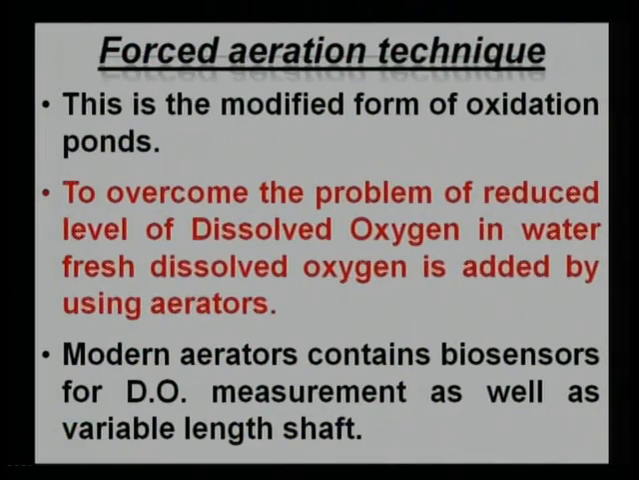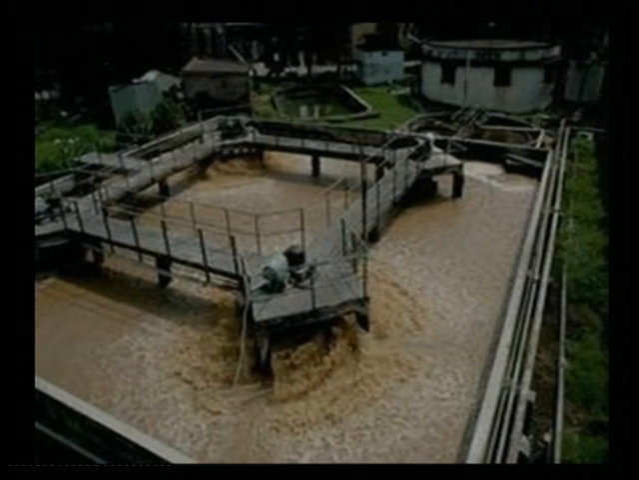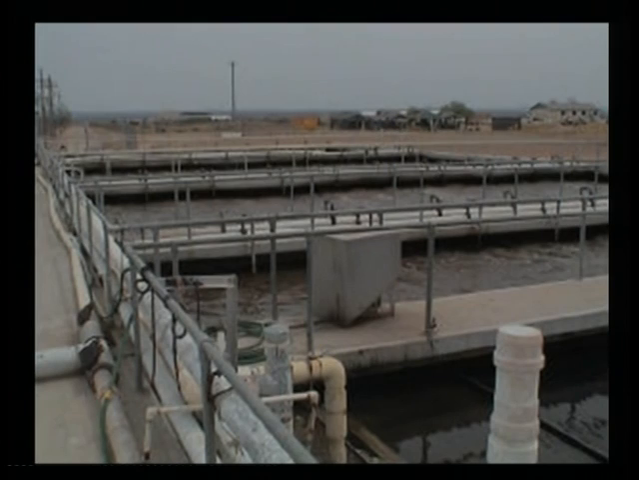The next one is the picture of the aerator. You can see from the figure that at the bottom the aerators are there. When these aerators are rotating, dissolved oxygen is added, and that's why BOD maintenance can be done with the help of forced aeration. The same is there in this picture also. So this is one of the forced aeration techniques for the secondary treatment of wastewater.